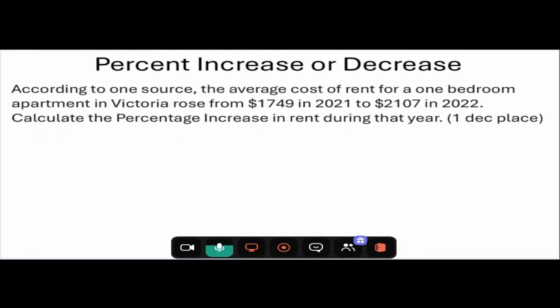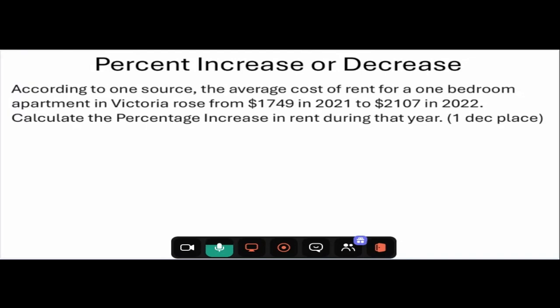According to one source that I actually looked up, I didn't make these numbers up. According to one source, the average cost of rent for a one-bedroom apartment in Victoria rose from $1,749 in 2021 to $2,107 the next year in 2022. Calculate the percentage increase in rent during that year, according to this source.